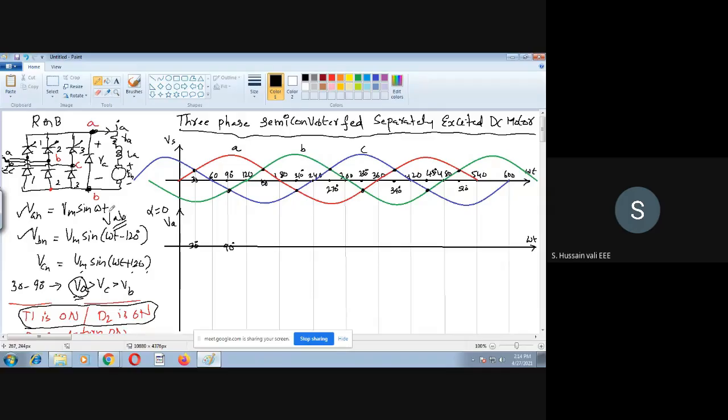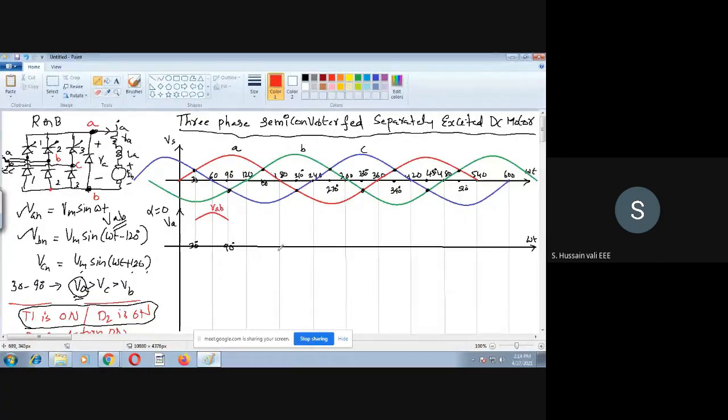What is the line voltage here? You might know from the previous three phase analysis that it is also sinusoidal. I will use red color for VAB. So for 30 to 90, I will write here VAB.